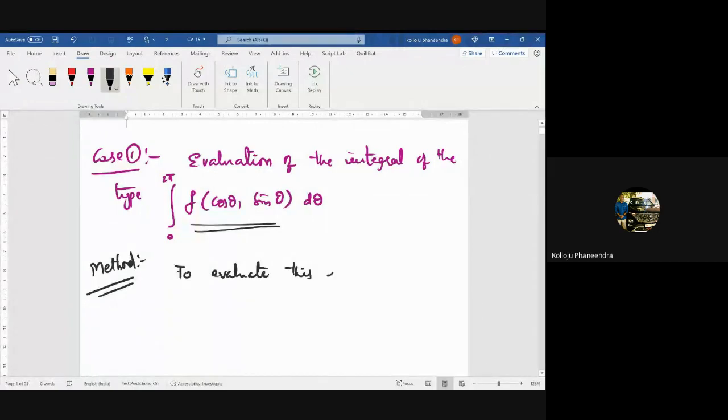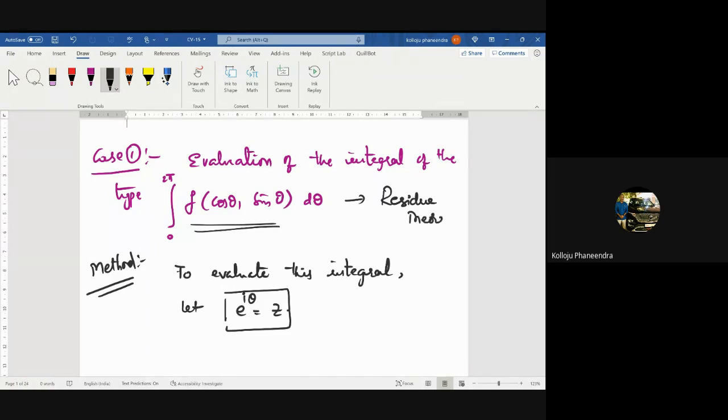To evaluate this integral, let e power i theta equal to z. Why I am taking this substitution, I will tell you. What are the limits? 0 to 2 pi limits, and I have to evaluate this integral using residue theorem. This is important, not the general evaluation of the integral. I have to evaluate this integral using residue theorem.